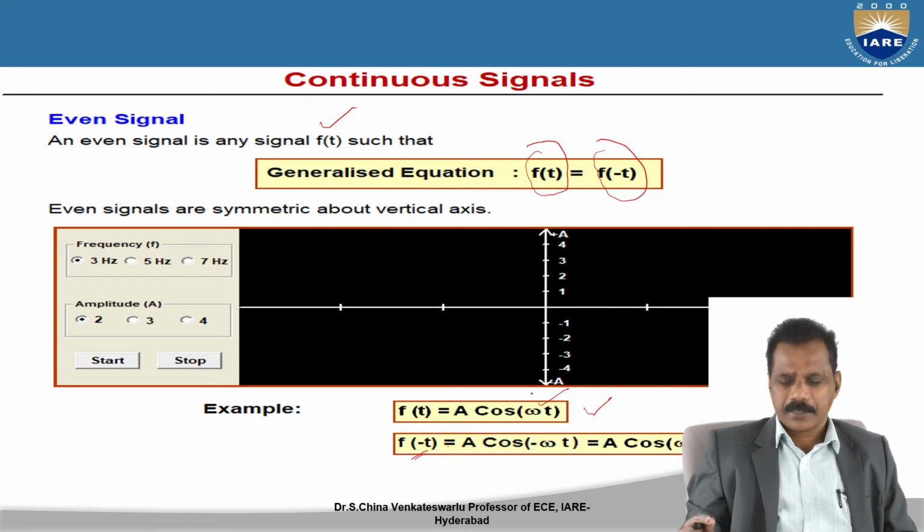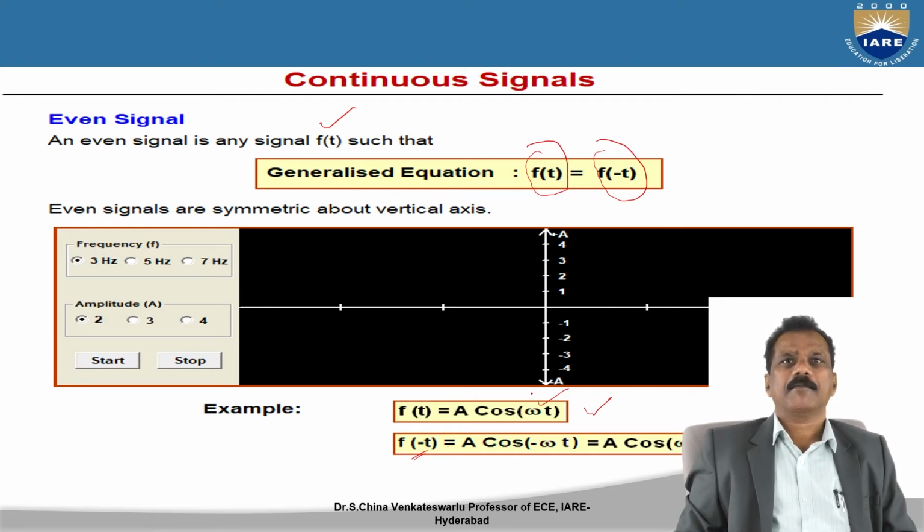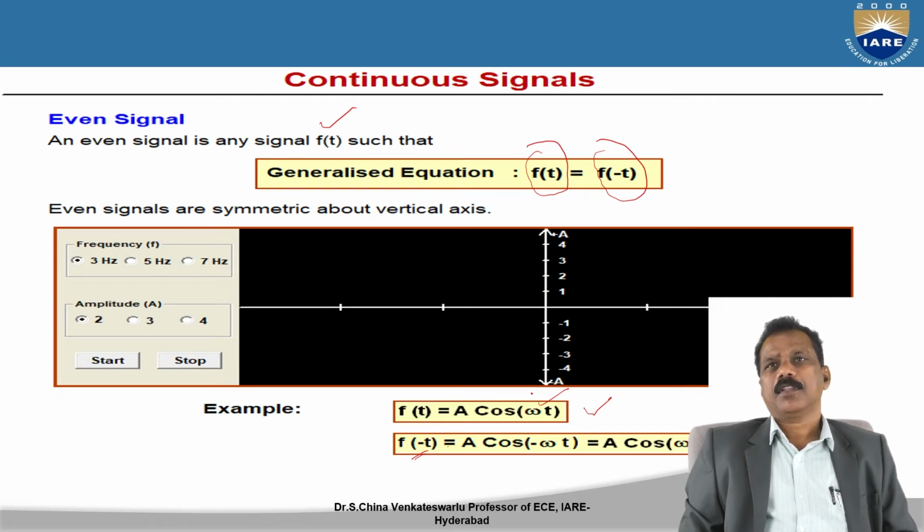To verify this in real time, it is mentioned here as per the even signal. What is an even signal? An even signal is any signal followed by f of t such that the generalized equation is f of t is equal to f of minus t. So click on this f of t, where f of t is a into cos omega t. f of minus t is a cos of minus omega t, which is equal to a into cos of omega t.